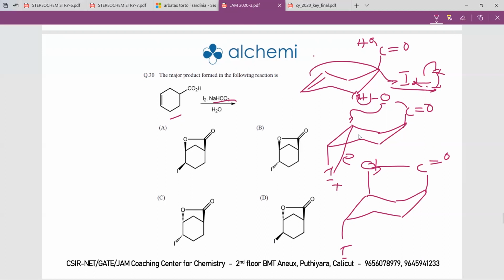Okay, you can see this carbon-oxygen bond and this carbon bond are cis to each other, and this iodine and this carbon-oxygen bond are trans to each other. So this should be cis to each other, means it should be like this. Okay, like this or like this. Okay, options C and D can be eliminated. And the stereochemistry of iodine, you can see the stereochemistry of iodine and the carbon-oxygen bond are opposite. So option B is the right answer. Okay.